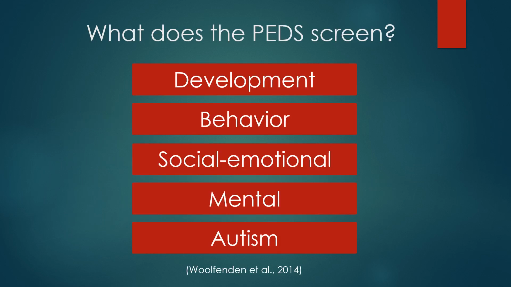What does the PEDS screen? Questions in the screener are categorized by concerns of cognitive, expressive language and articulation, receptive language, fine motor, gross motor, behavioral, social, emotional, self-help, school, and it may also screen for autism.